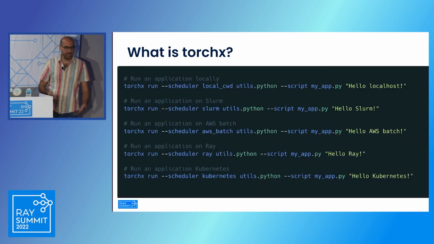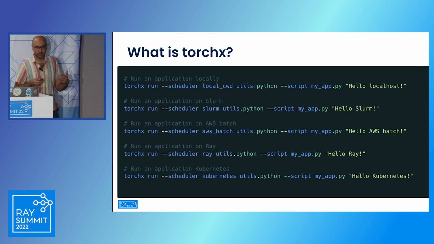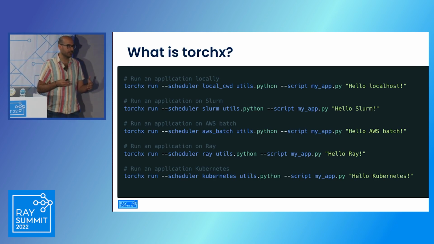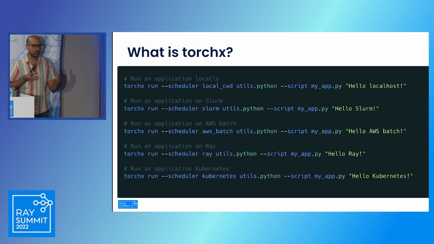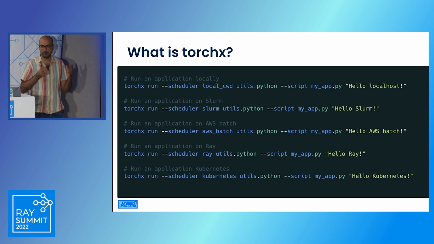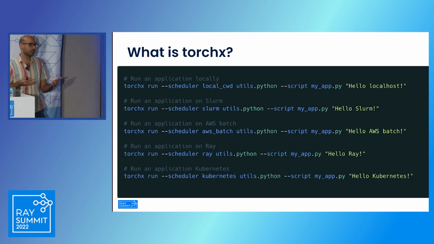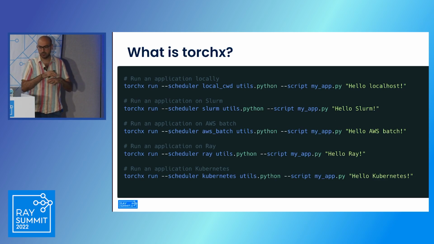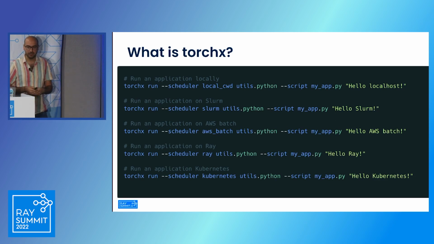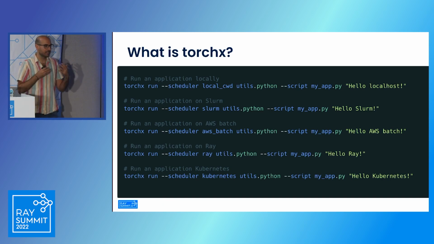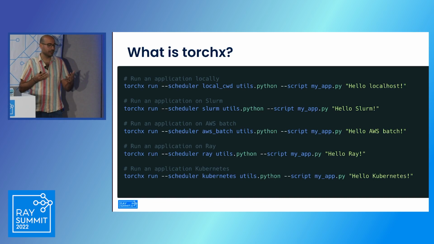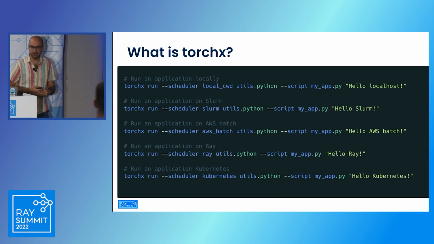So at a high level, this is really what TorchX is. TorchX is a way to run an application. By an application, I mean your model.py on different schedulers. So you can imagine your infrastructure as something like maybe a bare metal machine, that's your local host. Maybe it's Slurm, maybe it's Kubernetes, maybe it's Ray, which is the subject of this talk, right?